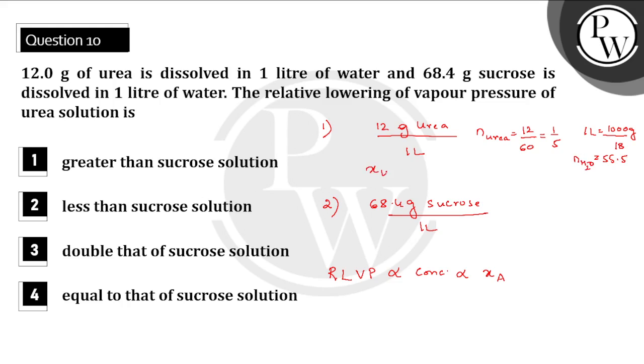So what is the mole fraction of urea? It is number of moles of urea by number of moles of water plus number of moles of urea. Number of moles of urea is 1 by 5, that is 0.2, divided by 55.5 plus 0.2. So this becomes 0.2 by 55.7.